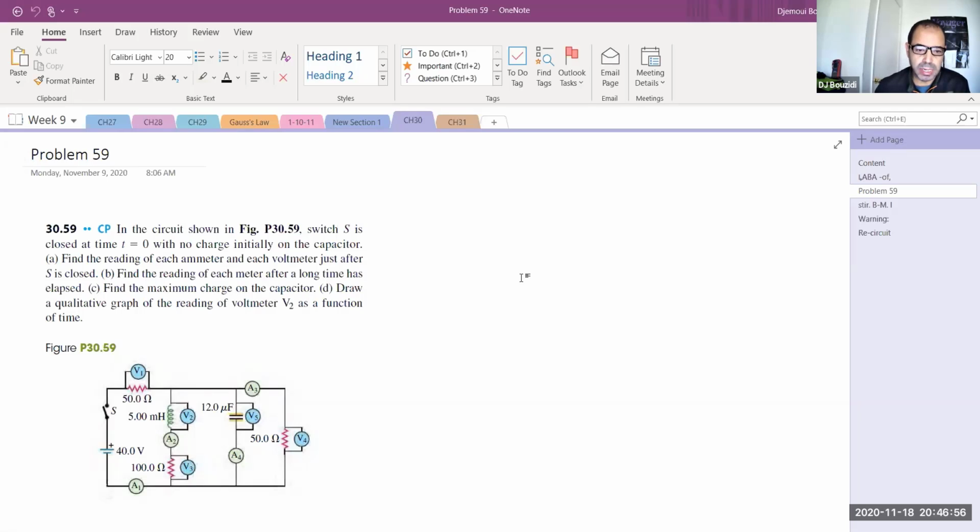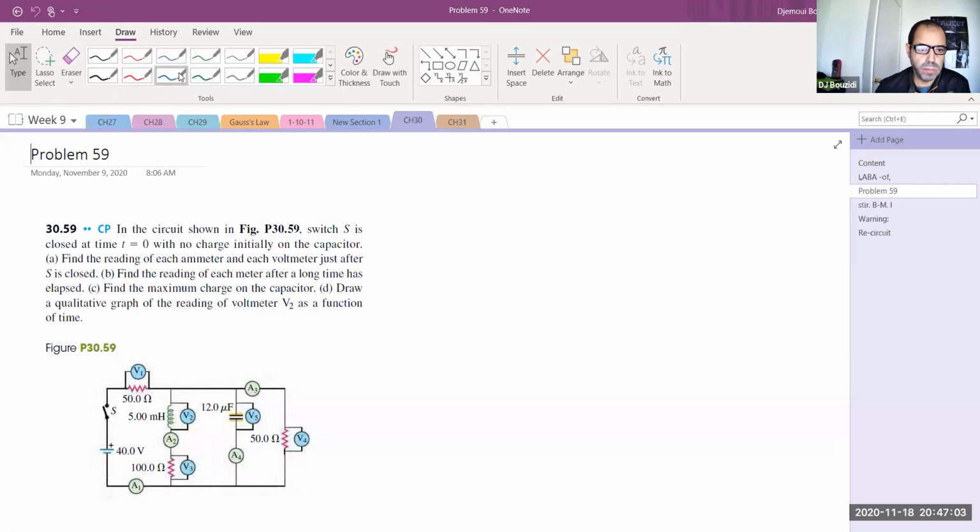So in this case, what they're saying is at t equal to 0, when we switch the circuit, there is no current. At t equal to 0, I is equal to 0. I'm sorry, they said Q equal to 0. I'm going to assume that I also is equal to 0. So there is no charge initially on this capacitor, okay? Find the reading of each ammeter and voltmeter just after the switch is closed.